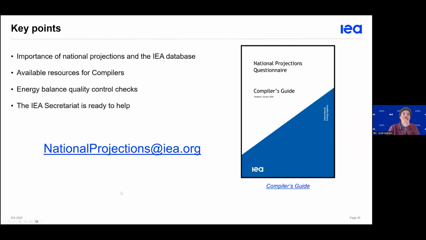Okay, and so yeah, just some key points from us. Just to reiterate the importance of national projection in the IEA database, of having this comparable data in the same system so it's easy to compare across different countries. Then also talking about the available resources for compilers on the compiler's guide.